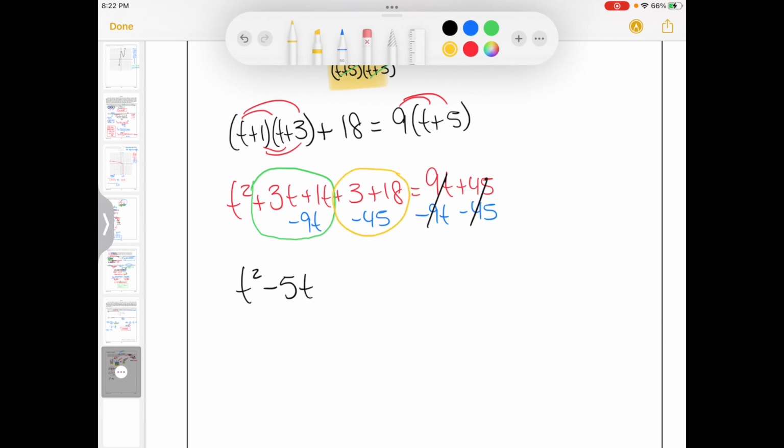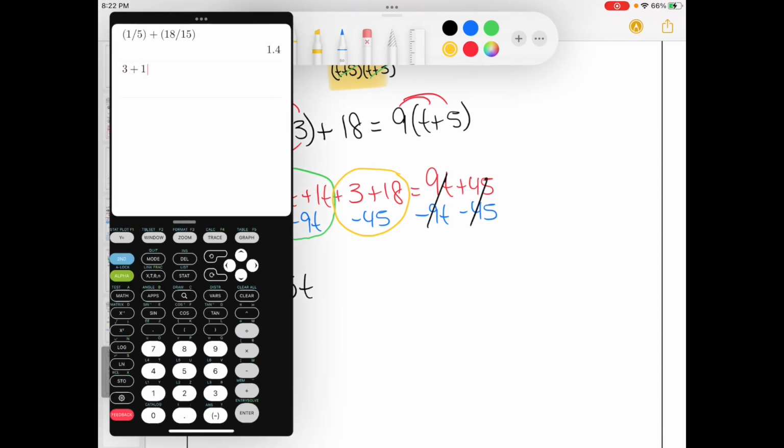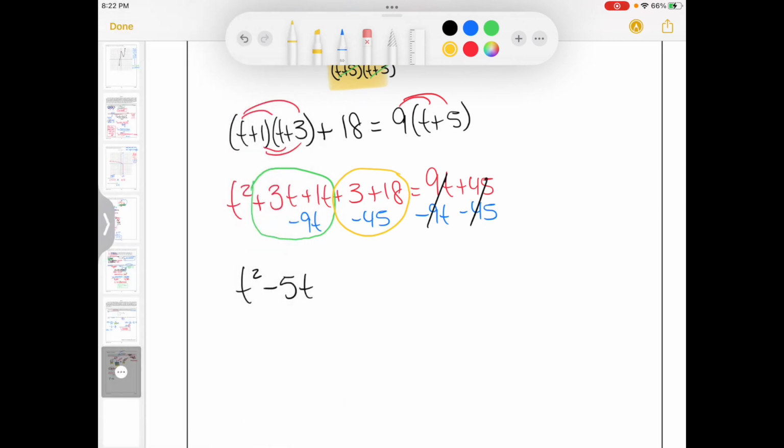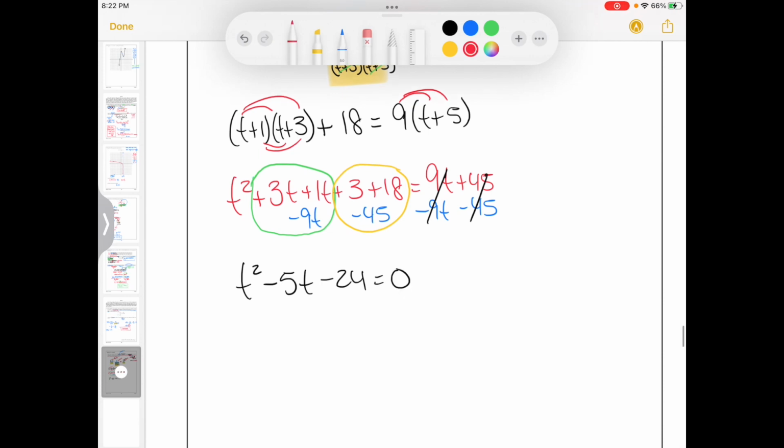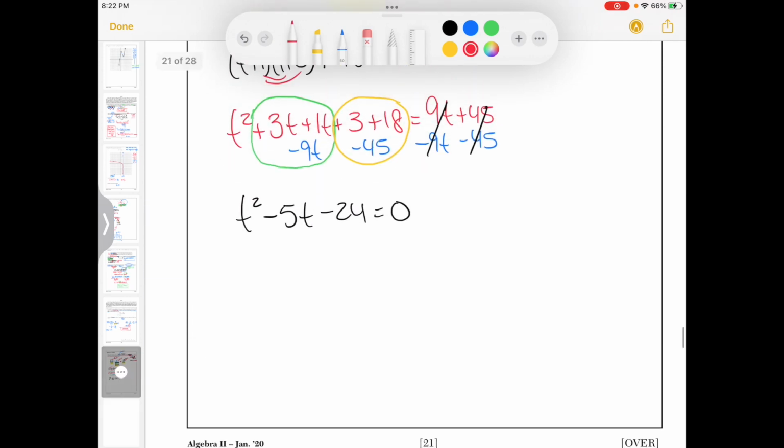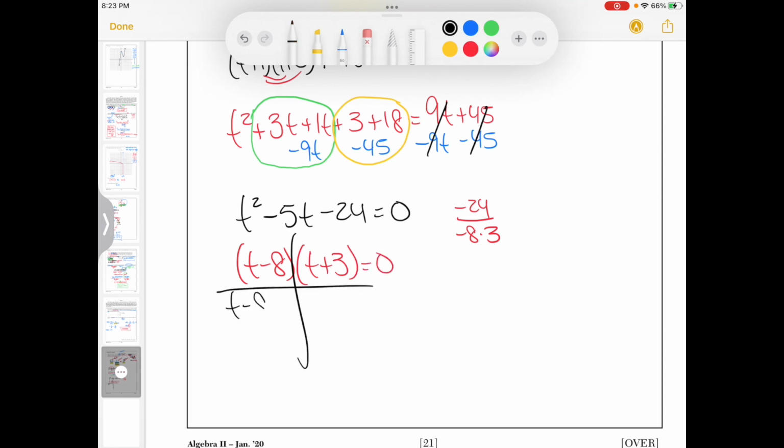Now same kind of situation here. I have a positive 3 plus 18 minus 45. So 3 plus 18 is 21, minus 45 gets me a negative 24. So I get minus 24, and that equals 0. Okay, now that I got it equal to 0, I'm just going to factor it. The two numbers that multiply to negative 24 and add to the middle number, which is negative 5, are negative 8 and 3. So this is T minus 8 and T plus 3 equals 0.